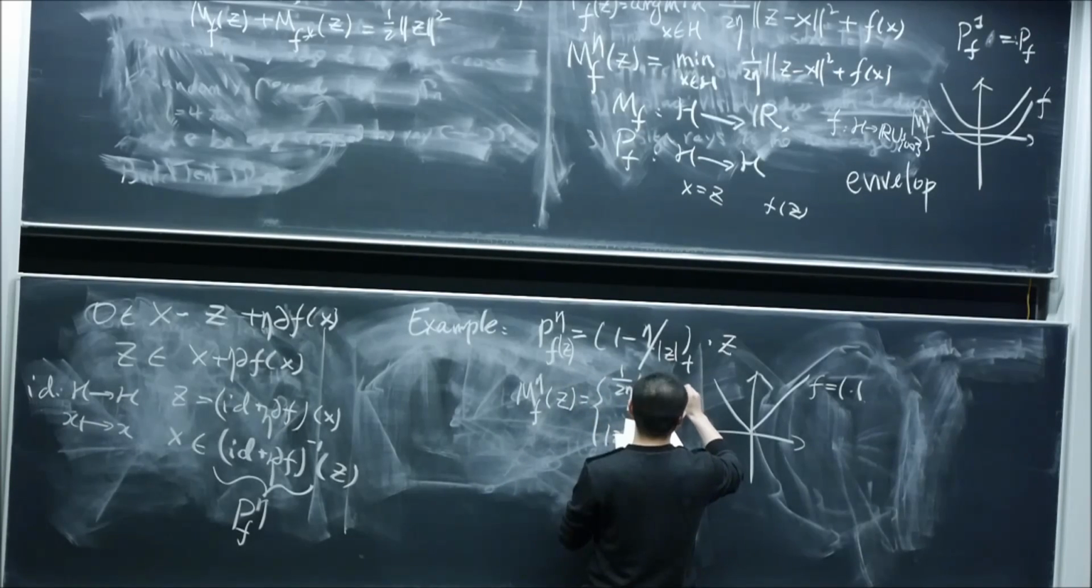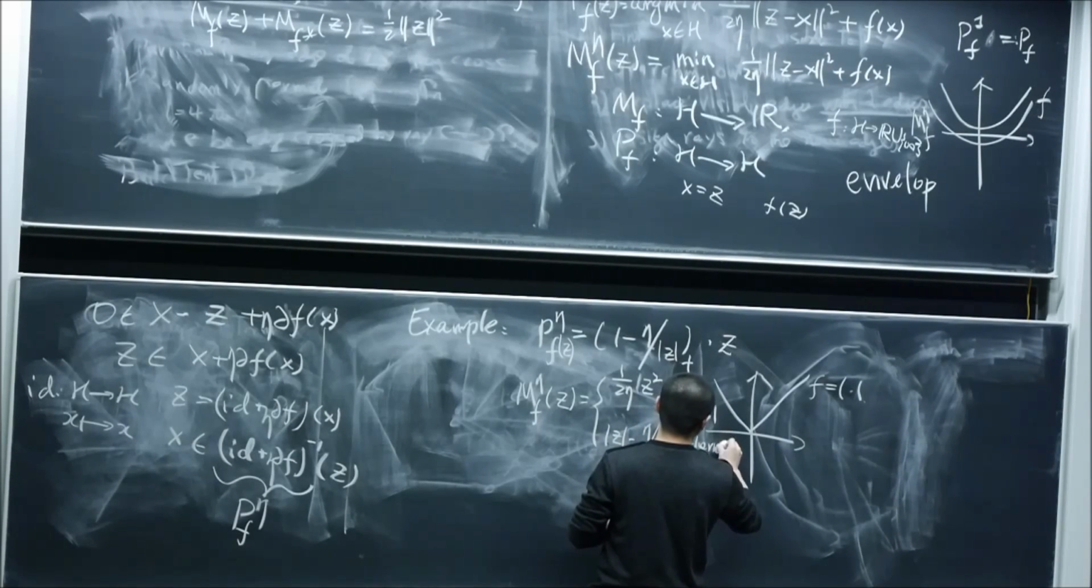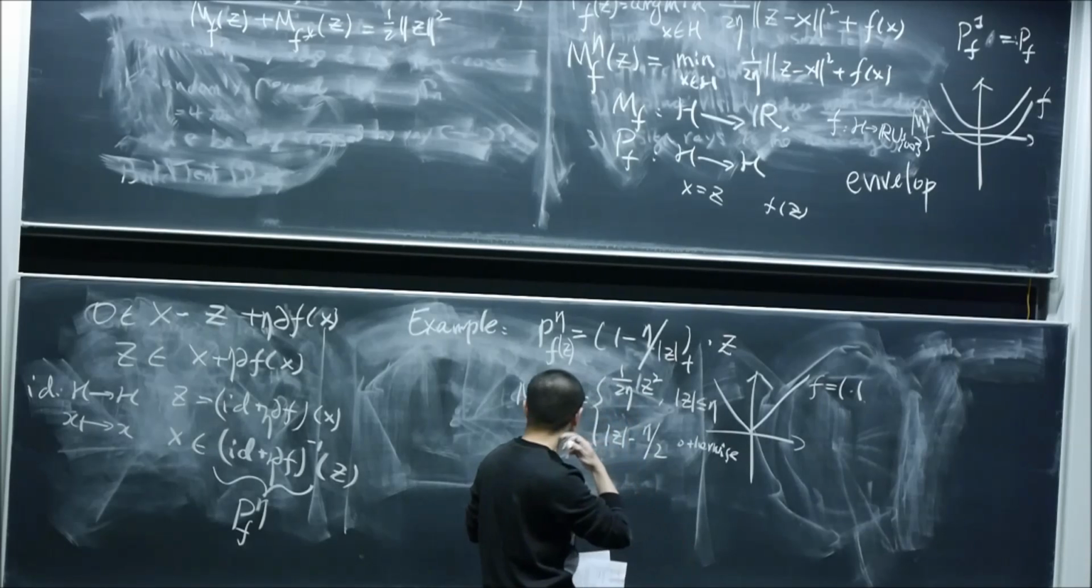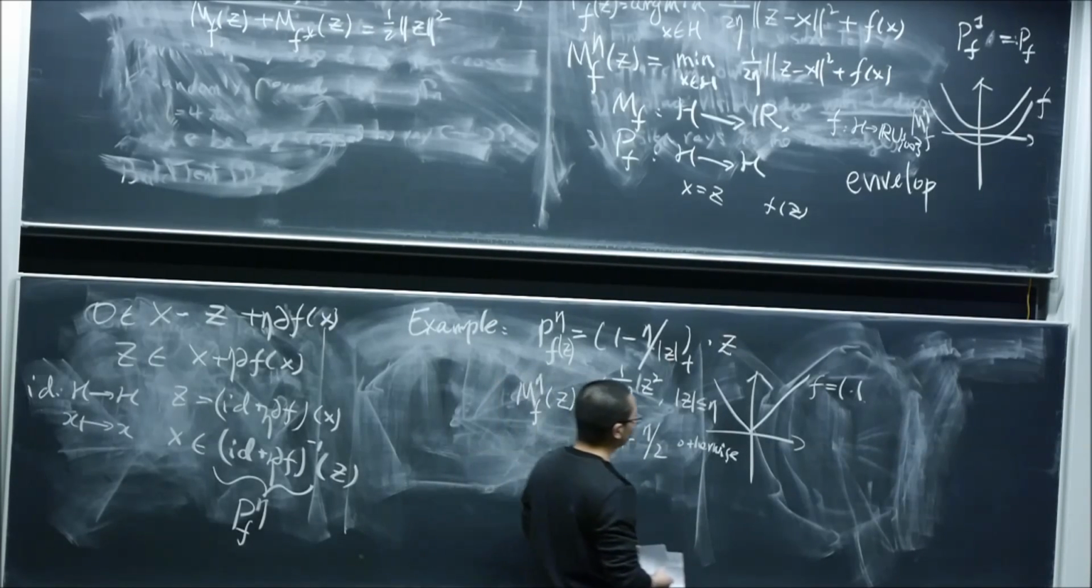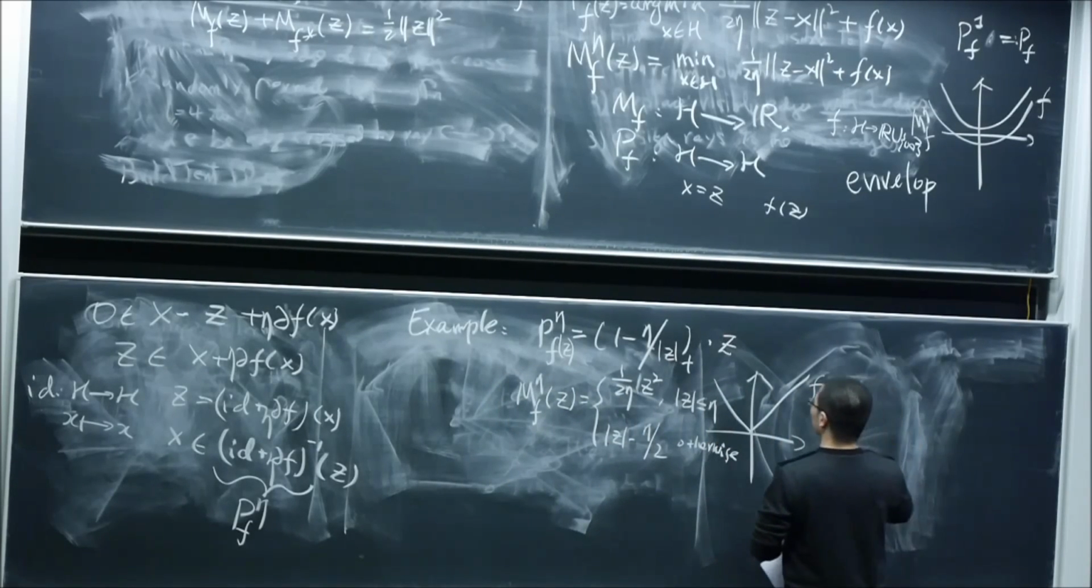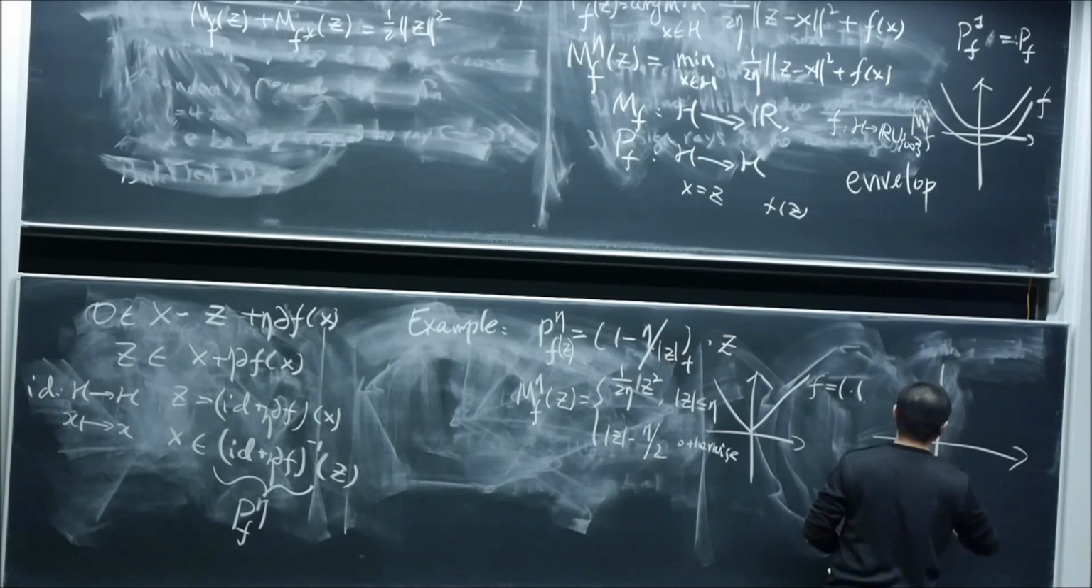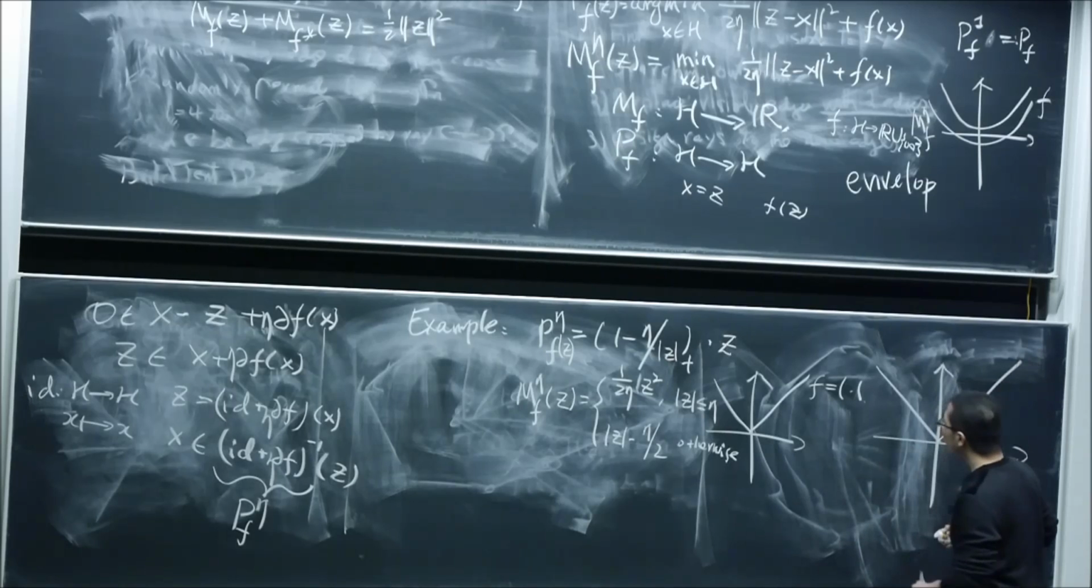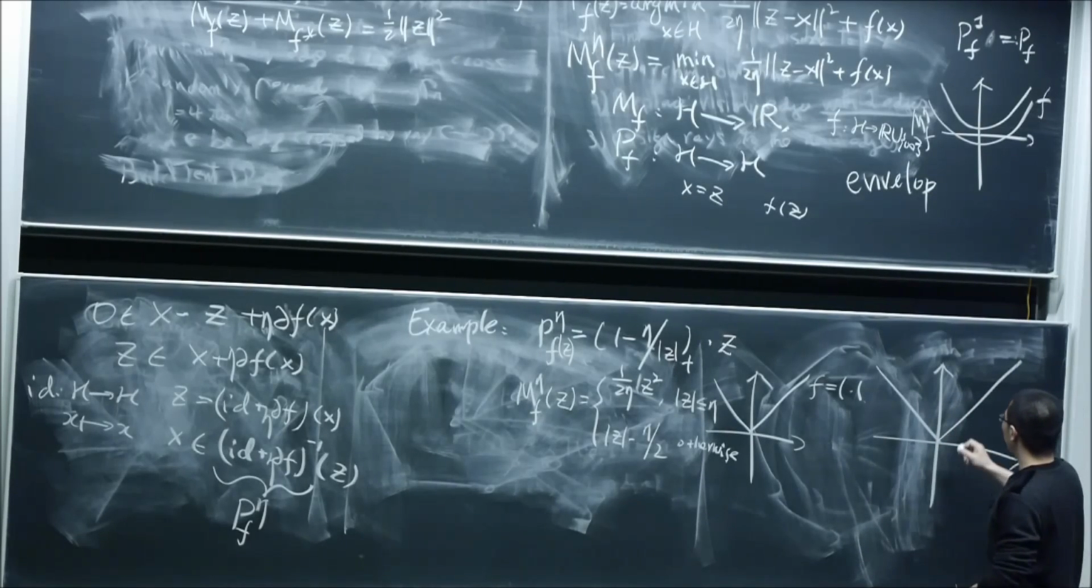So here is when z is small, here is otherwise. So this is the formula for the absolute value. So if we draw a picture, let me draw another one. So this is the absolute value. And the proximal operator is essentially this.